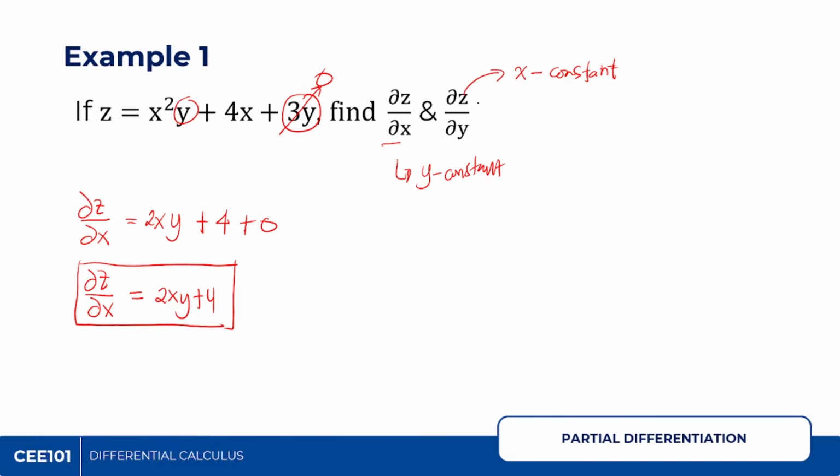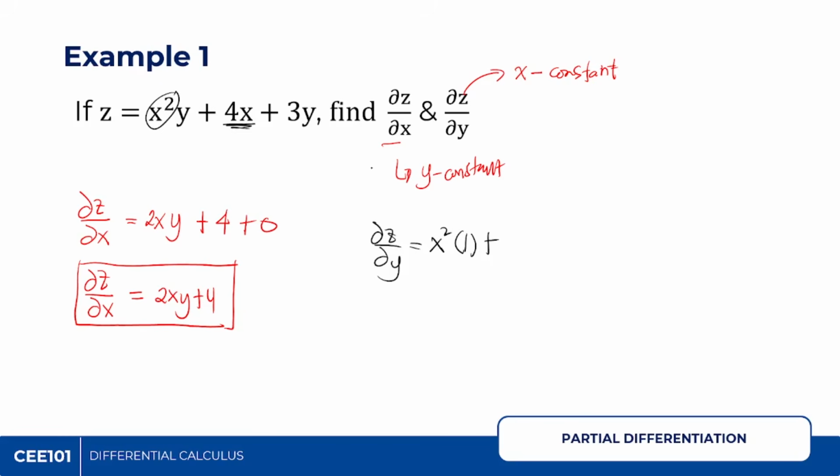Now, what is the partial derivative of the z function with respect to y? Again, for this case, we will be treating x as a constant. Meaning to say, this becomes a constant, and this becomes a constant too. If we treat this as a constant, we will copy that one. Then the derivative of y is simply 1. So we have 1 here.